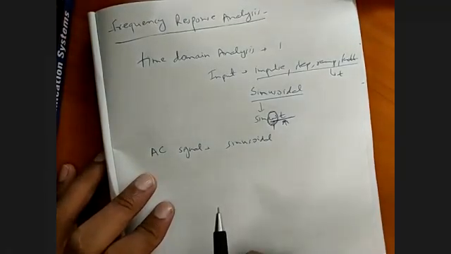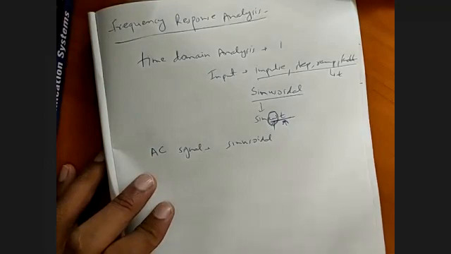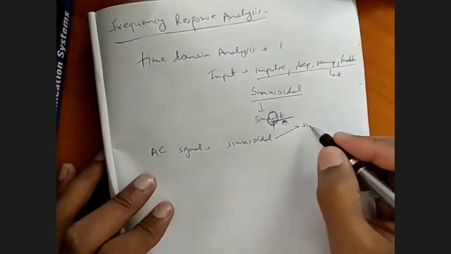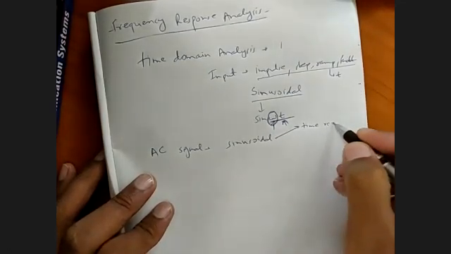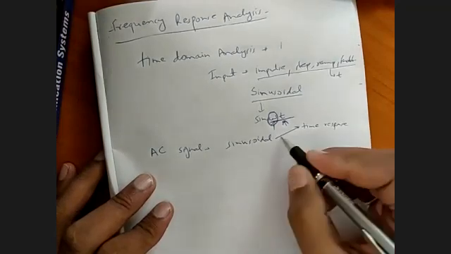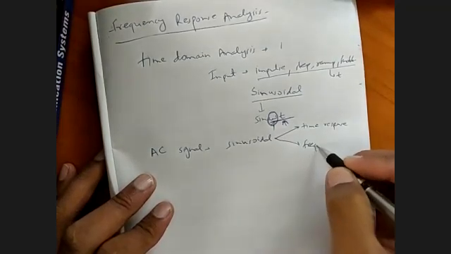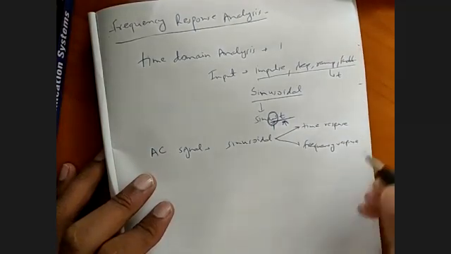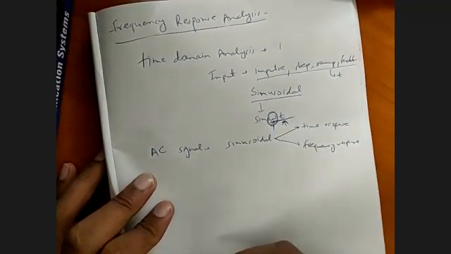And the response of the system may be time response or frequency response. So when we are talking about sinusoidal, we require to find out the time response and also the frequency response of the system. For time response, the input may be impulse, step, ramp, and parabolic. And for frequency response, the input must be sinusoidal.